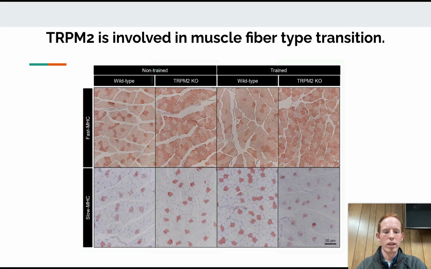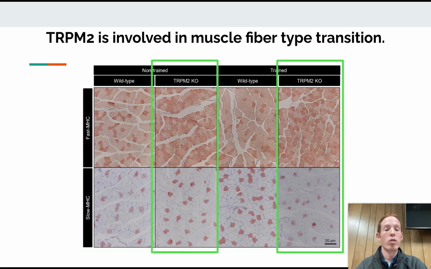Whereas our knockout, we can see that there's almost no difference if we take the non-trained muscles and put them under a microscope versus the trained ones. If anything, we have a slight underdevelopment of slow twitch fibers in the trained knockout mice, meaning that we're not seeing any switching in these two knockout mice between the non-trained and the trained.